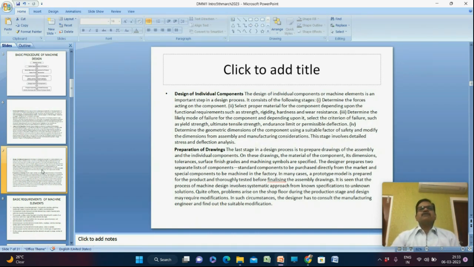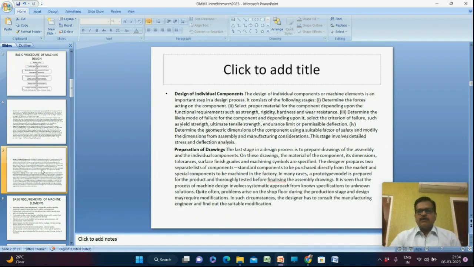Next, preparation of the drawings. The last stage in a design process is to prepare the drawings of the assembly as well as individual components. On these drawings, the material of the components, dimensions, tolerances, surface finish grades, machining symbols all are specified. The designer prepares two separate lists of components. Number one, standard components to be purchased directly from the market, and special components which are to be machined or manufactured in the factory itself.